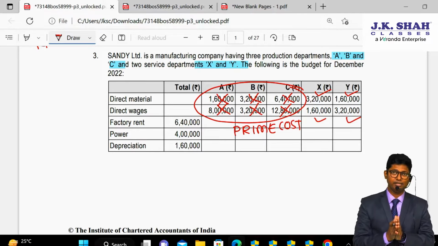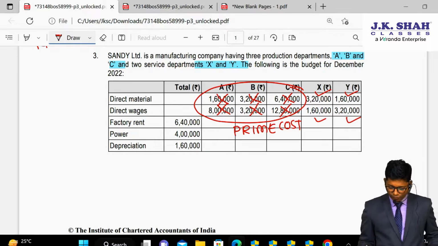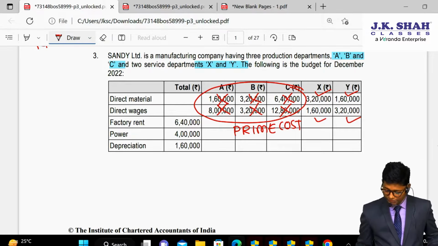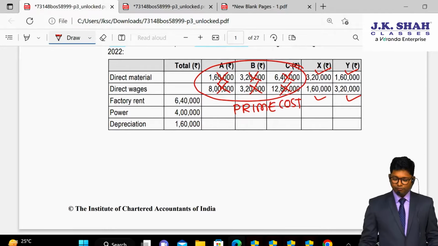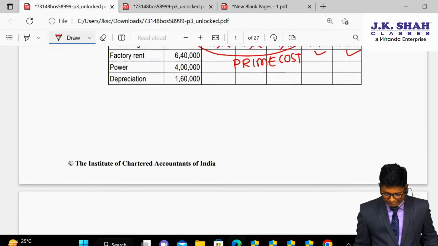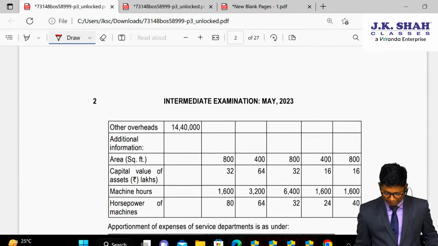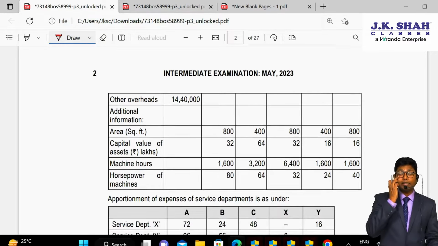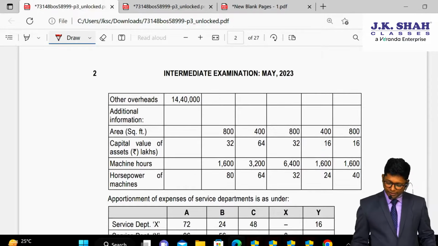We must consider them. Next point says factory rent. Now if you check factory rent, amount is given, allocation is not given. Power 4 lakhs is given, apportionment is pending. Depreciation 1,60,000 is given, apportionment is pending, and other overheads 14,40,000, apportionment is pending.